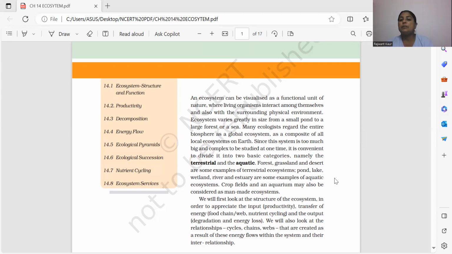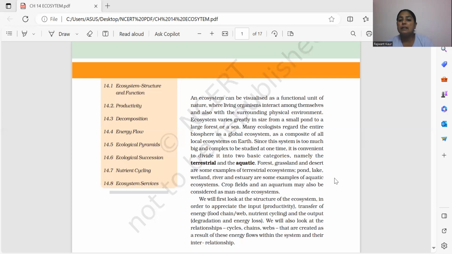Now in this chapter, we are going to tell you about the structure of the ecosystem. As you know, an ecosystem is a functional unit, so in every ecosystem there is an input of energy, and this is known as productivity. Then the transfer of this energy takes place. There are many food chains, which have different trophic levels, and many food chains operate in a particular habitat. The network of many food chains is known as a food web.